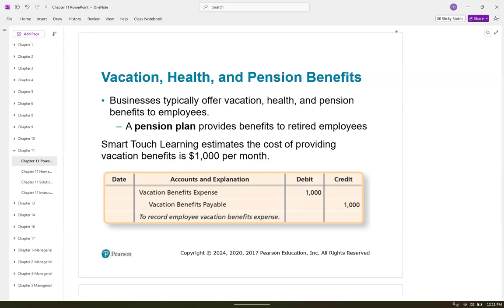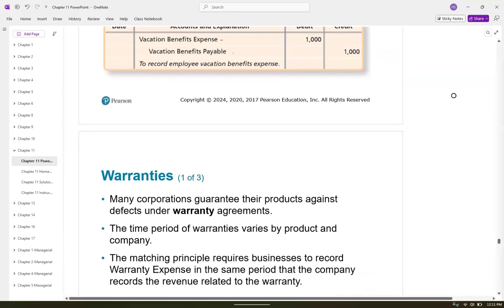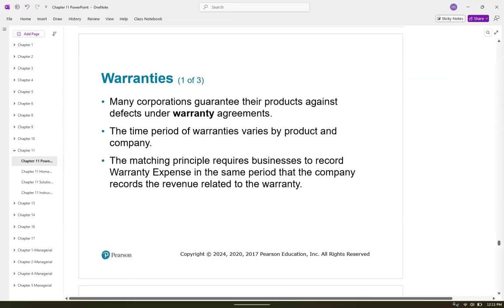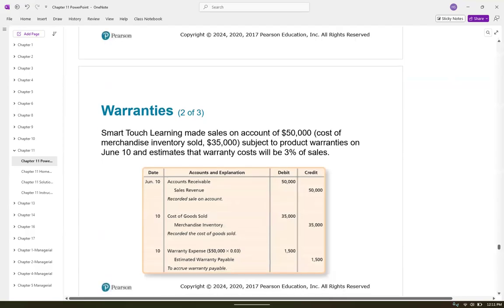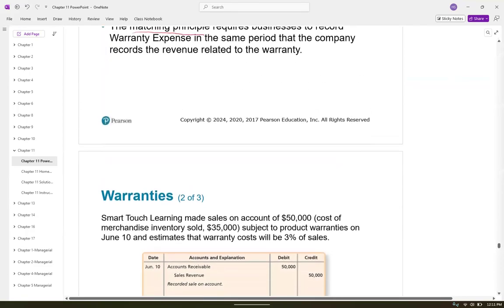Okay. So they have vacation benefits. We are debiting the expense and crediting the payable. Okay. Warranties. So a lot of companies have guarantees or warranties. There's usually a time period on the warranties. So I mentioned the matching principle is the reason why we want to estimate our warranty expense. Okay. So here they give us an example.